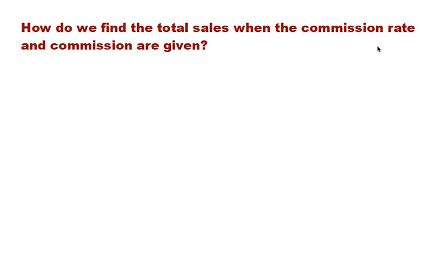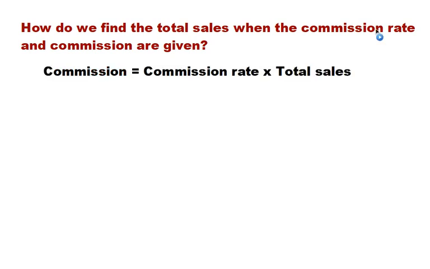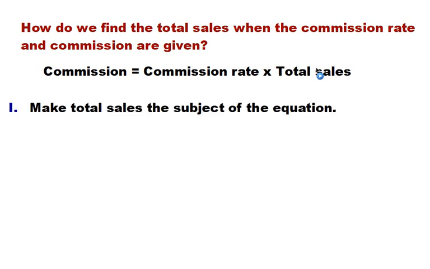Now, we are going to learn how to find the total sales when we have the commission rate and the commission. We know that commission is given by multiplying the commission rate by the total sales. So what we are going to do here is that because we want to find the total sales, we are going to make it the subject.